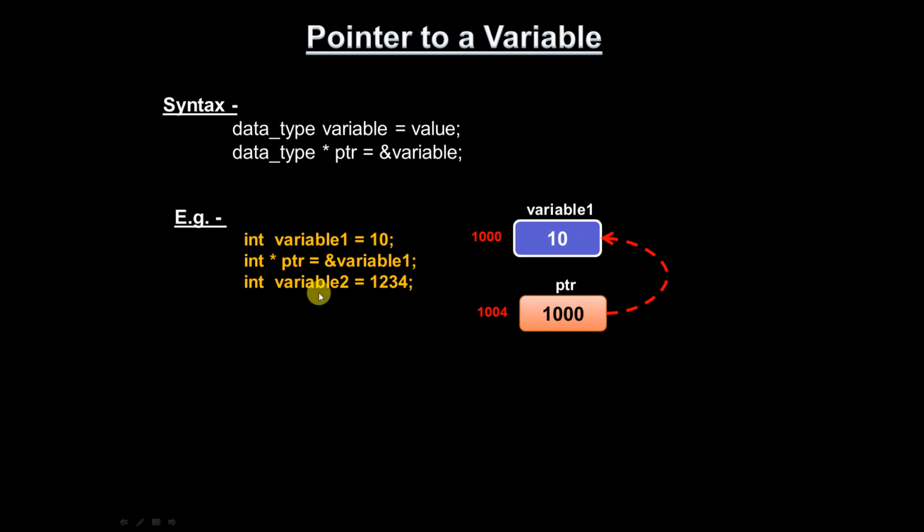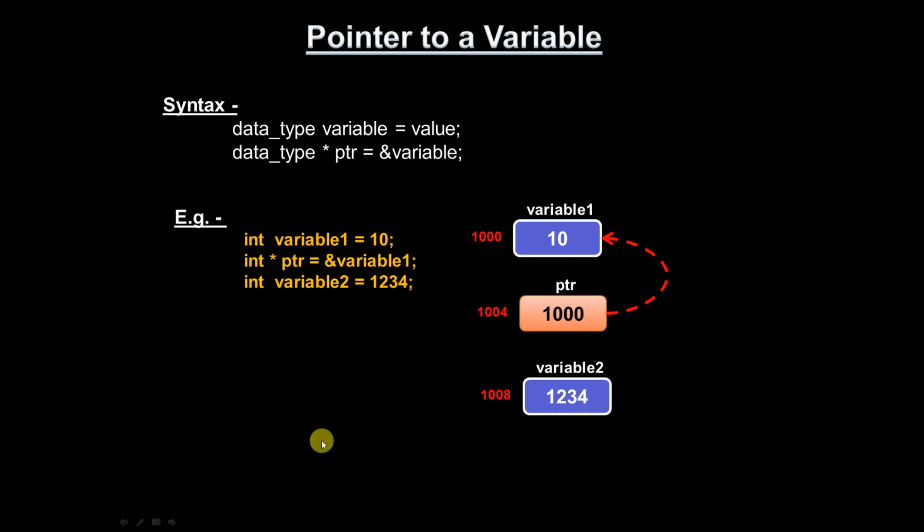So next we have variable 2 equals 1234. Variable 2 gets another memory location, maybe 1008, and the value 1234 is given to this. So variable 1 is present at 1000 memory location. ptr is a special type of variable, that is a pointer variable which will hold addresses only. Now it is holding the address of variable 1, that is 1000, and it is pointing to variable 1. Okay, so this is variable 2.